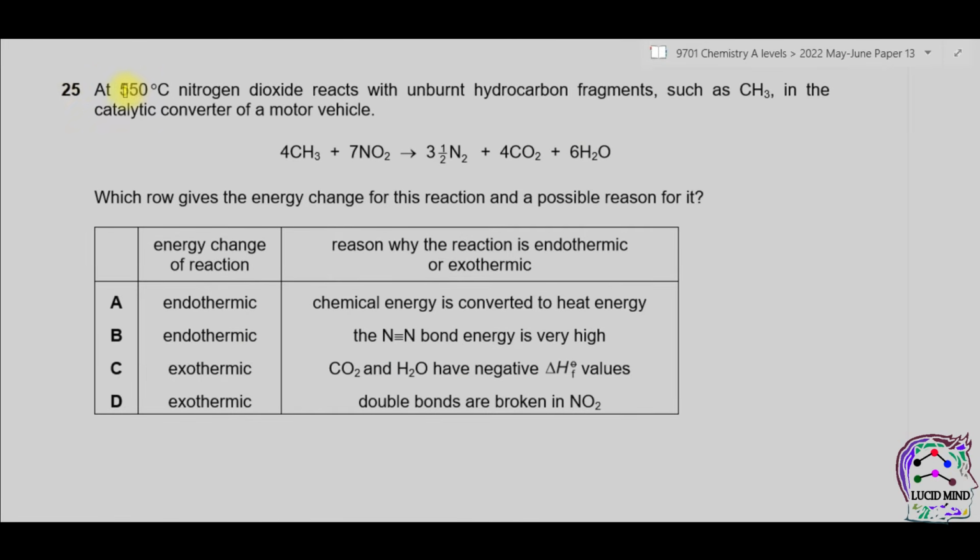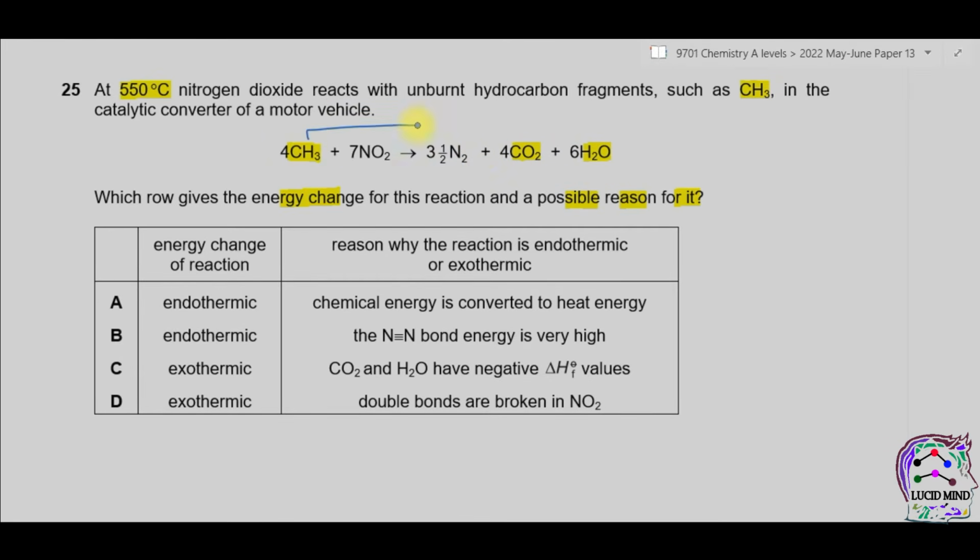Question 25. At 550 degrees centigrade, nitrogen dioxide reacts with unburnt hydrocarbon fragments such as CH3 in the catalytic converter of a motor vehicle. The catalytic converter provides activation energy, and this CH3 is converted into CO2 and H2O. Which row gives the energy change for this reaction and a possible reason for it? Now, as we can see, hydrocarbons are being converted to carbon dioxide and water.